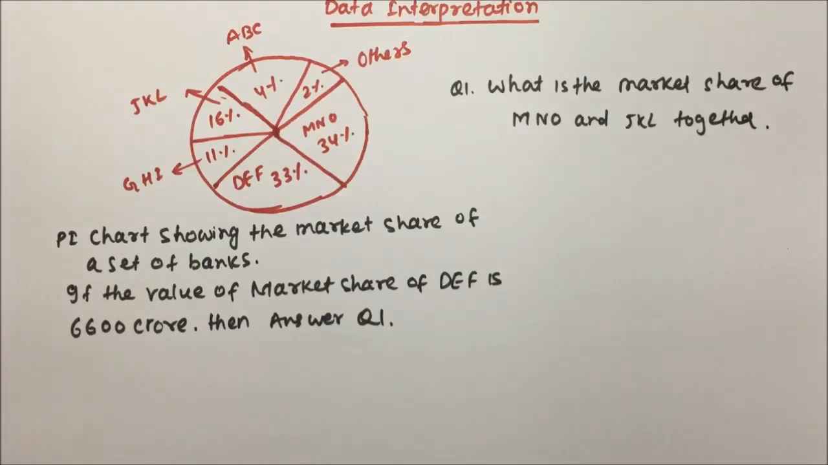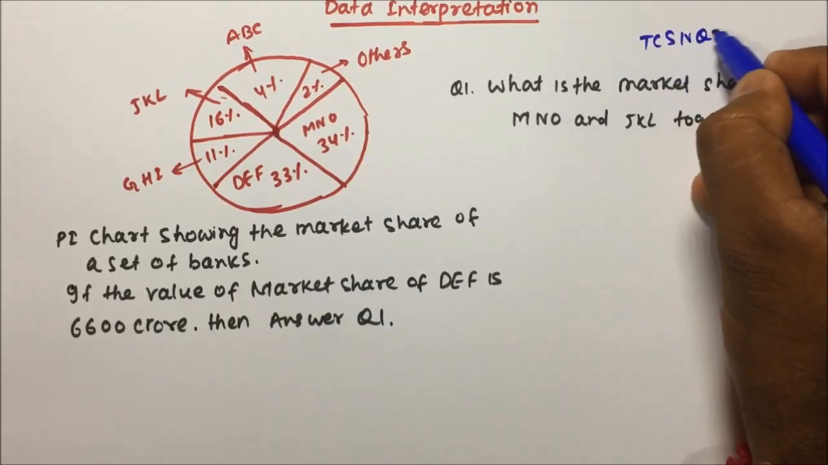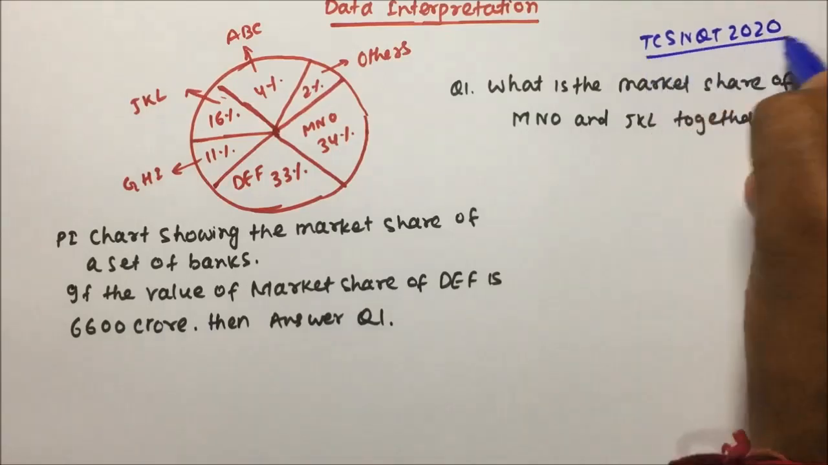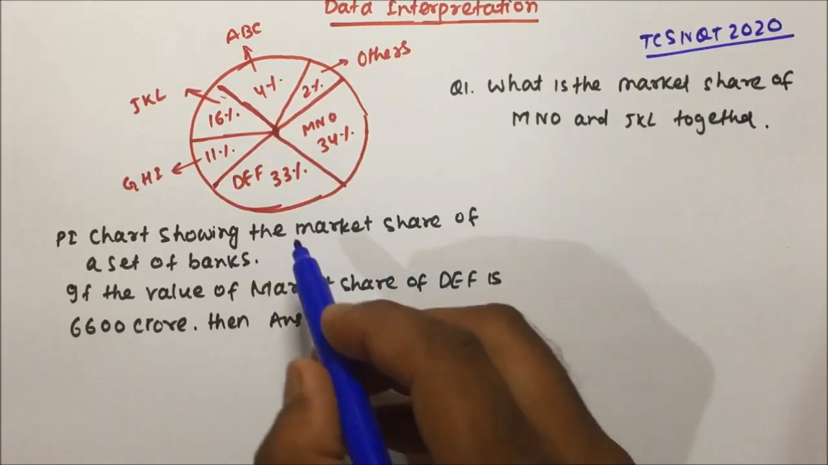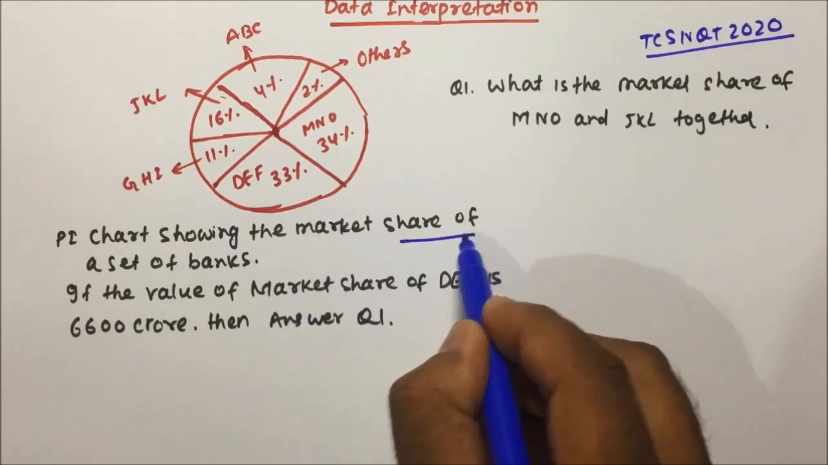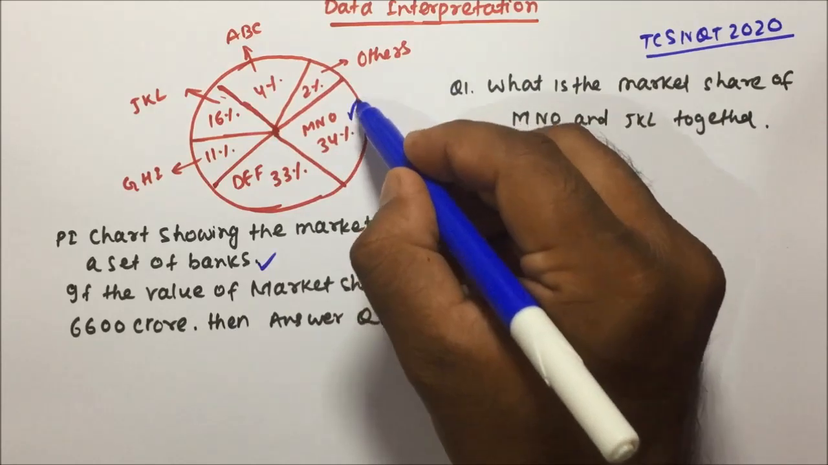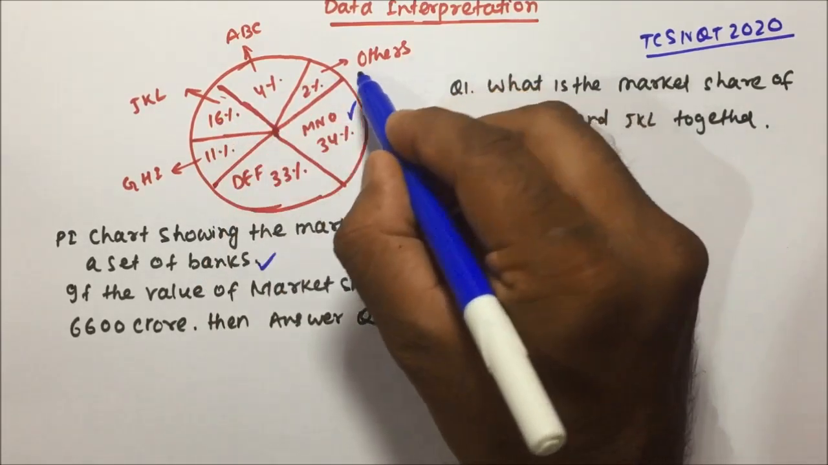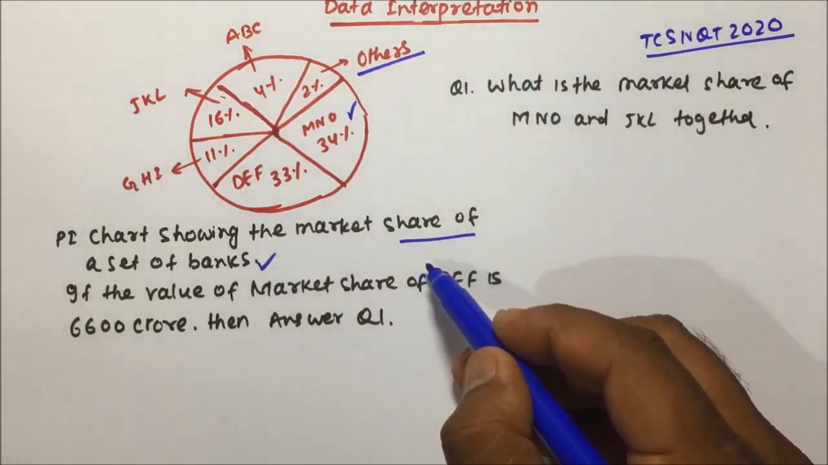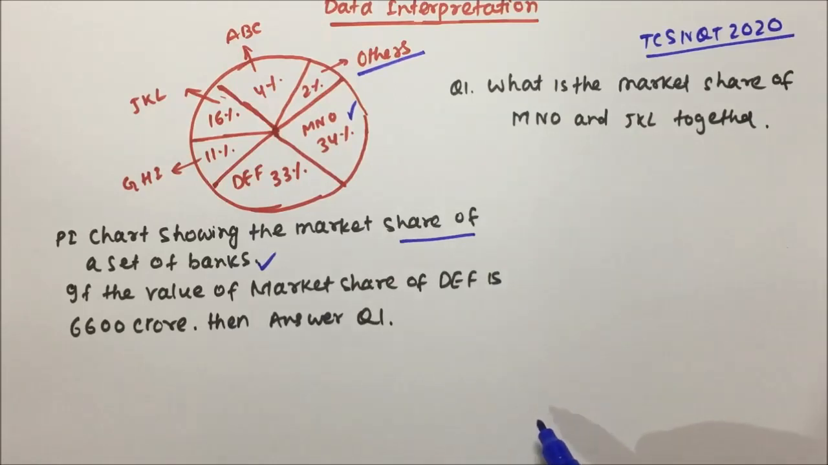So friends, this data interpretation question was asked in the TCS NQT 2020 exam, and let's see how we are going to solve it. What has been given in the question? This pie chart shows the market share of a set of banks. There is ABC bank, then MNO bank, DEF bank, GHI bank, JKL bank, and other banks. Their market share is given in terms of percentage.